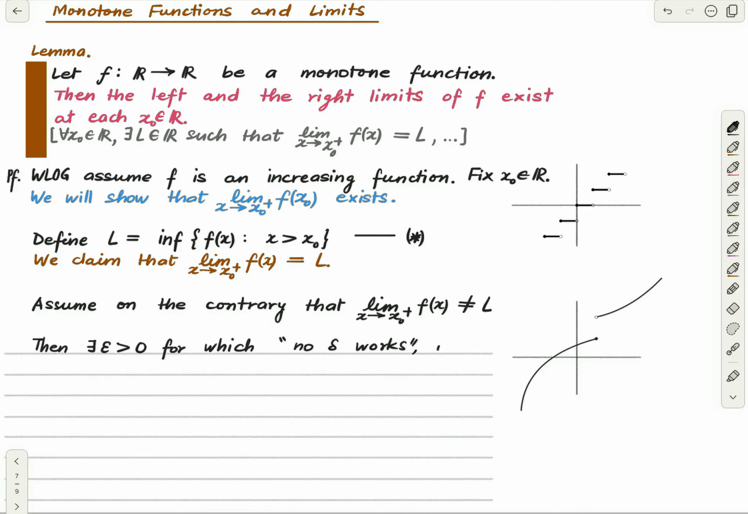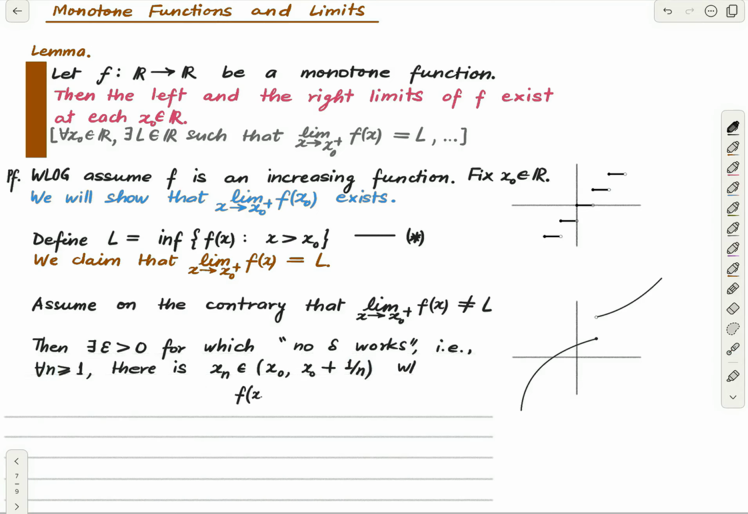More precisely, for all natural numbers n, there is some point in the corresponding right deleted neighborhood. So here there is an n, but here there is 1 by n, so we are shrinking the neighborhood. For each n, you can find xn, which is an offender, with the property that the absolute value of f of xn minus L is greater than or equal to epsilon. That's also fine.